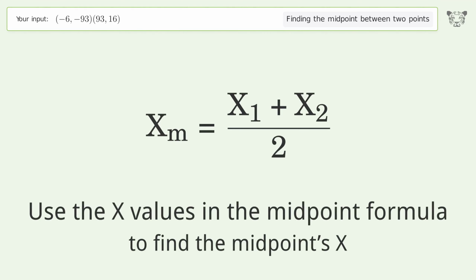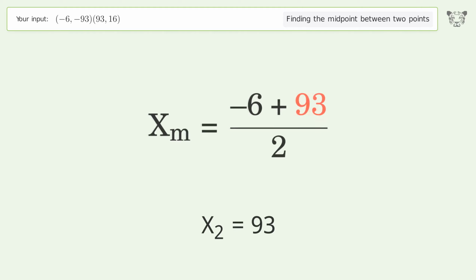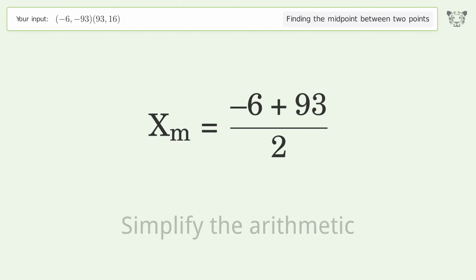Use the x values in the midpoint formula to find the midpoint's x. x1 equals negative 6. x2 equals 93. Simplify the arithmetic.